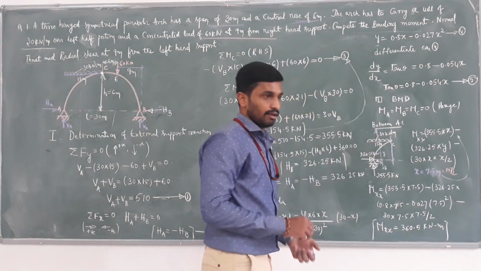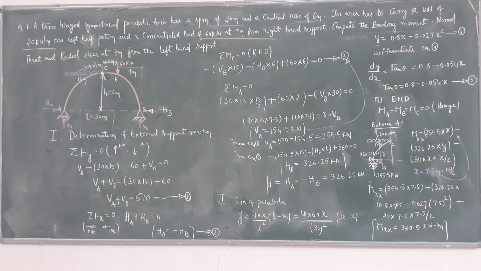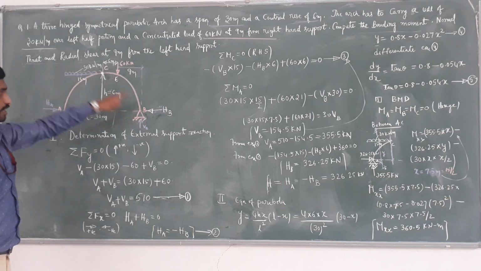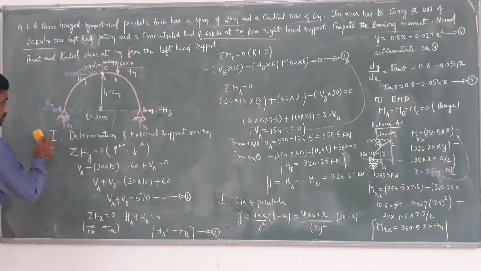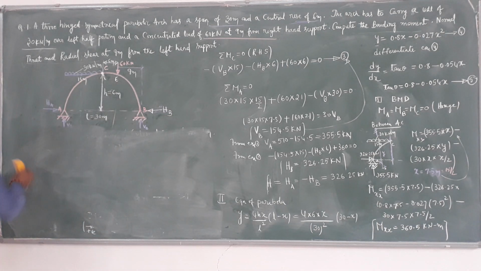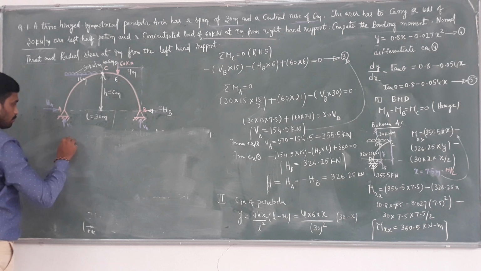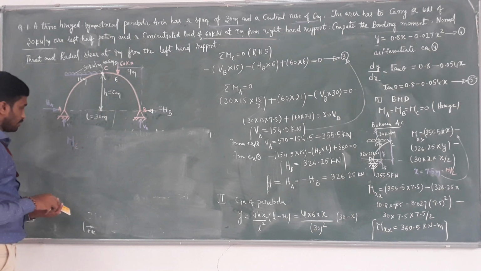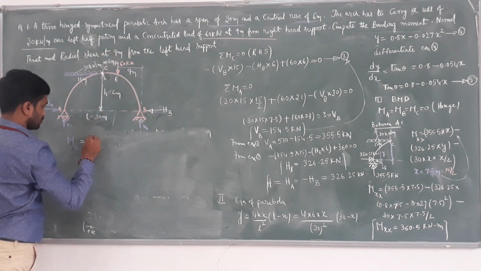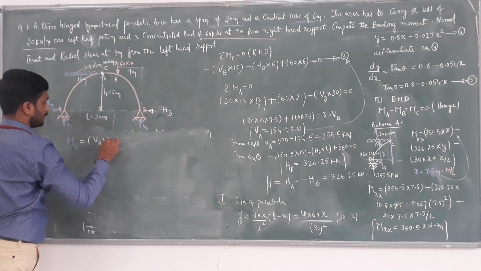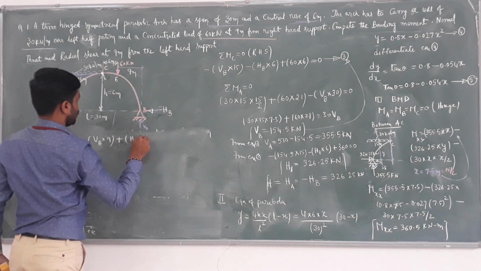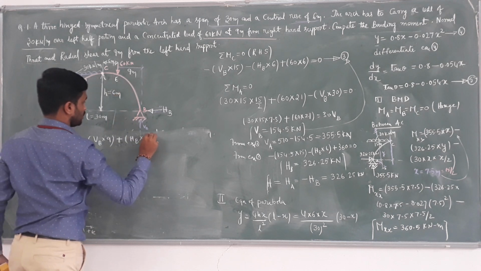Once we have the moment between AC, in the next step we have to compute the moment between section CB. It is very easily computable. Moment at E equals, anti-clockwise direction, VB into 9, and clockwise, plus HB into Y, that is YE.